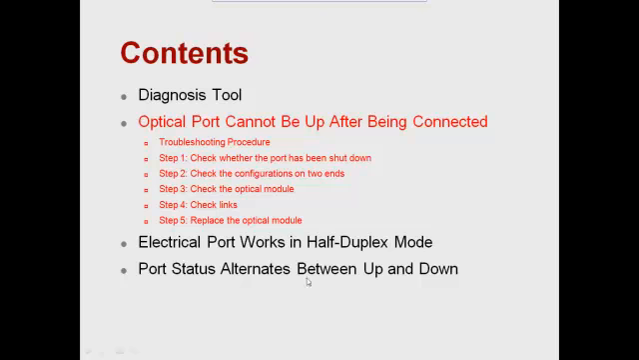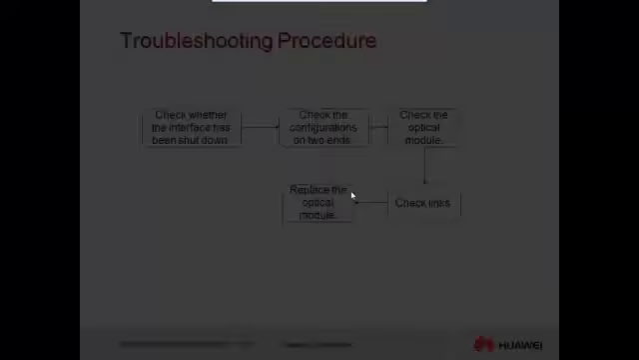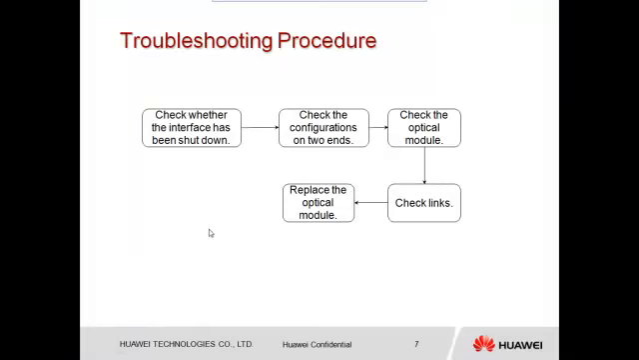Then let's see some cases. The first one is that the optical port cannot come up after being connected. So let's see the troubleshooting procedure. First, we need to check whether the interface has been shut down, for example if we shut it down manually. Then we need to check the configurations on both ends. Next, check the optical module. Then check links. Finally, replace the optical module.